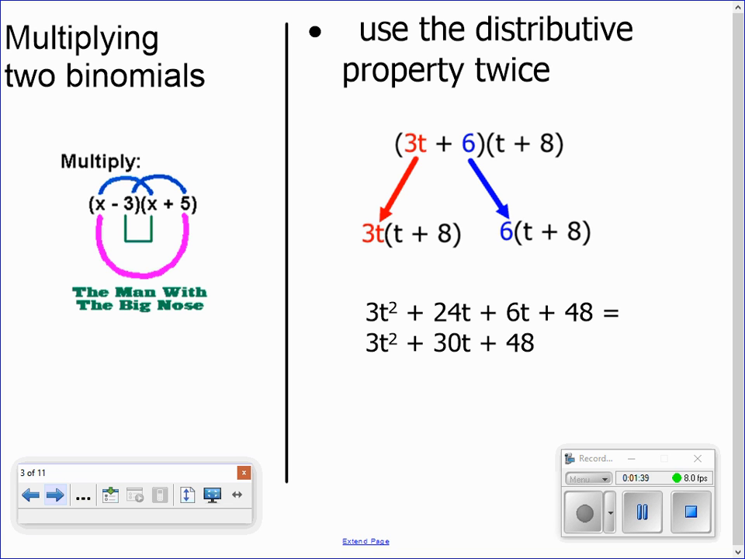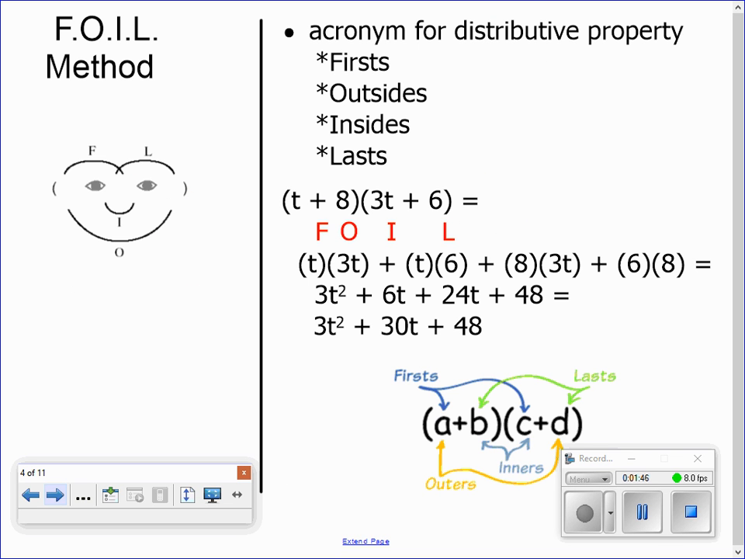Our biggest thing is that when we multiply two binomials, the answer will be a trinomial unless we're dealing with a special product. We also have the F.O.I.L. method. The F.O.I.L. method is the distributive property, but we're not splitting it apart. What it stands for is first, outside, inside, and last. So take the two first terms in each of your binomials, t and 3t, and multiply them together.